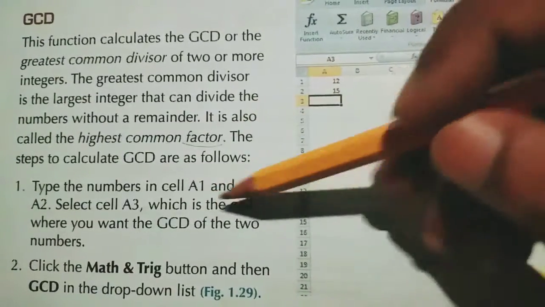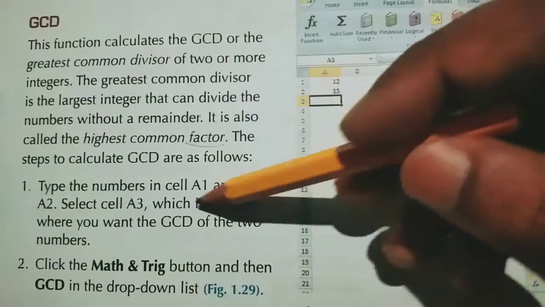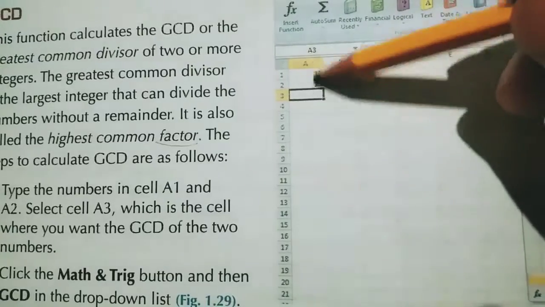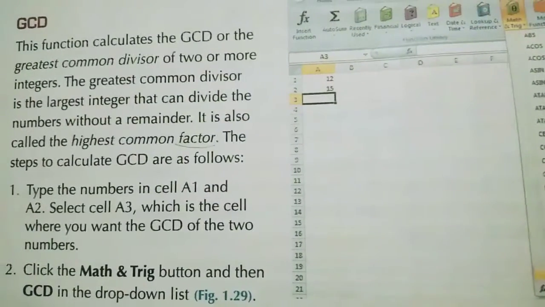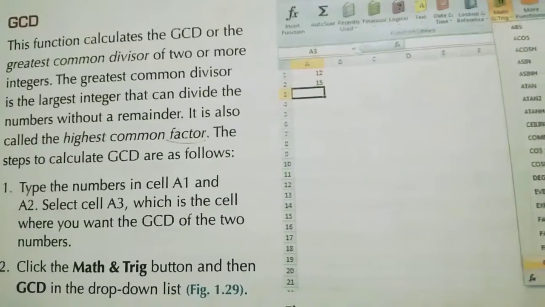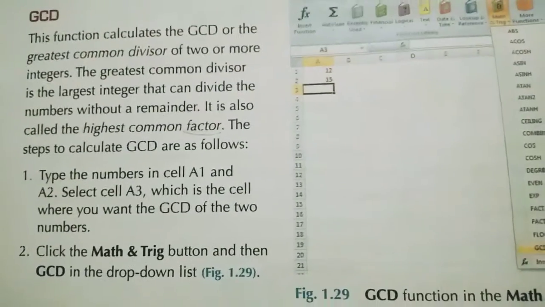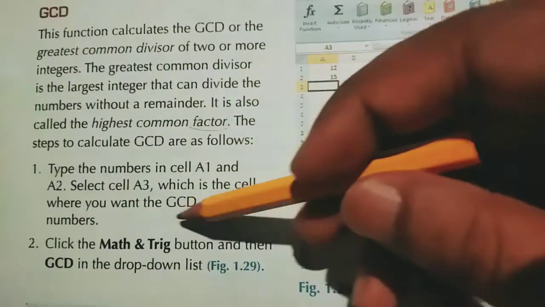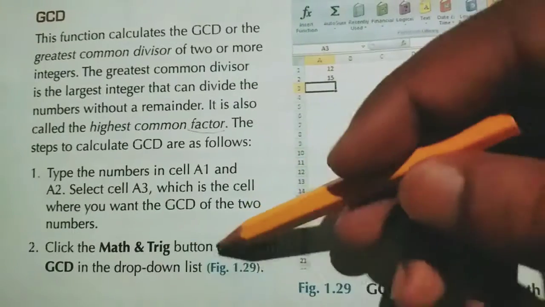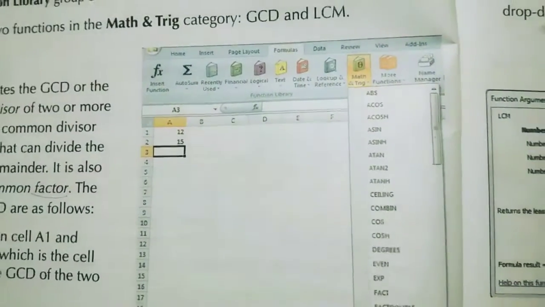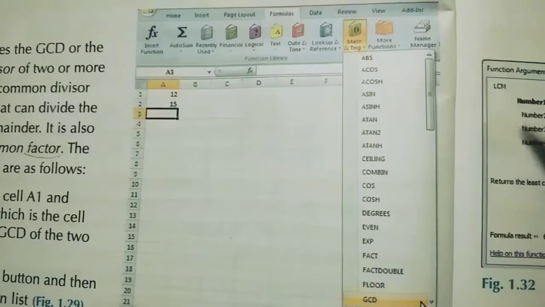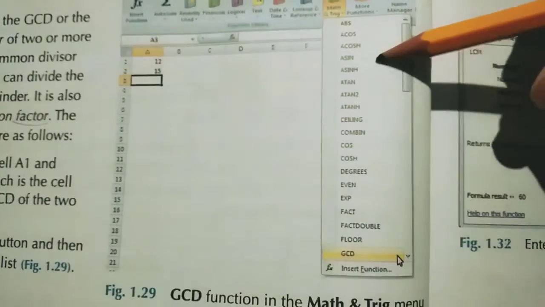Let's see. Which is the cell where you want the GCD of the two numbers? Click here, A3. Here you want the HCF of these two numbers. So how can you calculate the HCF of two numbers? This function will automatically calculate it. Click the Math and Trig button and then GCD in the drop-down list. Here many functions will come.